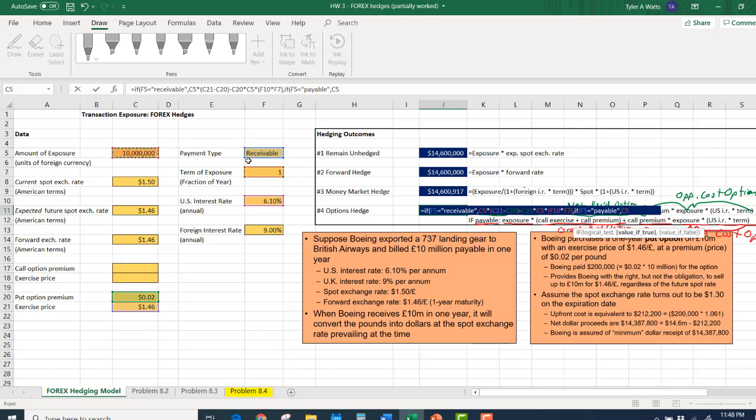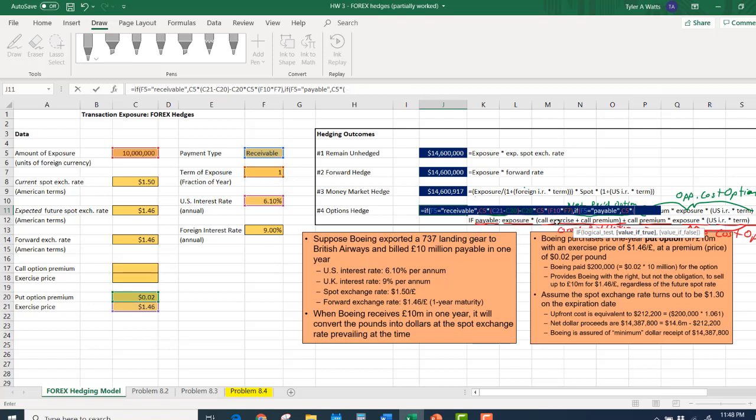the exposure again, times call premium. Now there's nothing there, and of course it's not going to run this because we're going to leave it as receivable, but I want to specify this just in case my scenario happens to be a payable scenario. Then I don't have to set up the model again, I just have to plug in the appropriate data, and you'll see why that's going to be handy here in a few minutes, I think.